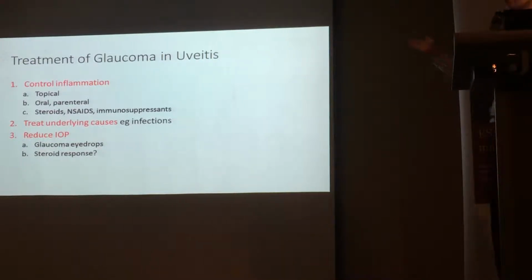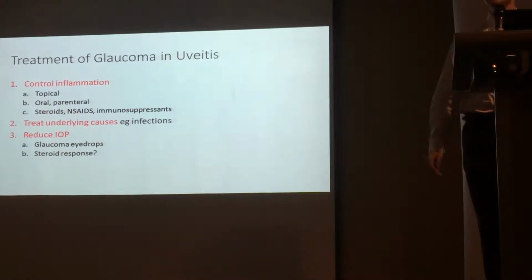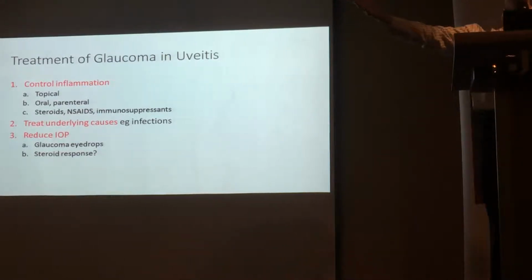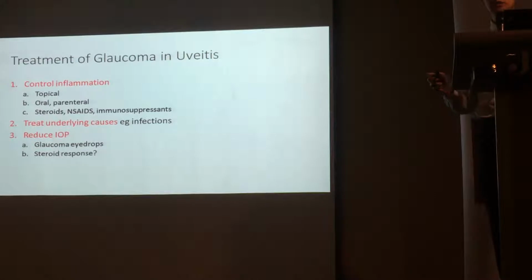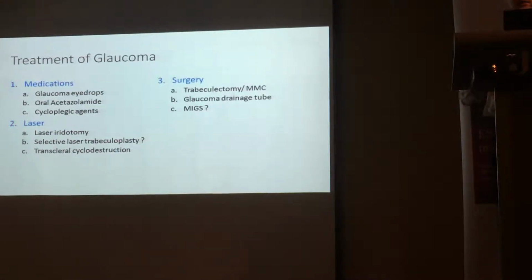So control the inflammation: topical, use oral or parenteral steroids, NSAIDs, immunosuppressants if necessary. I'll leave it to the other speakers to teach you and to explain to you all these things. Treating infections or underlying causes, meaning we have to search for them. You have to search, identify it, deal with it, and finally reduce the IOP using eye drops or dealing with steroid response if you can, and things like that.